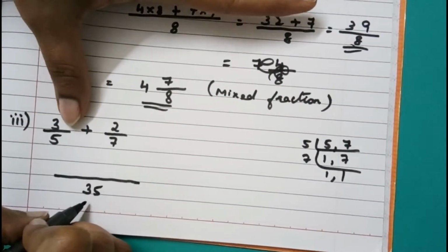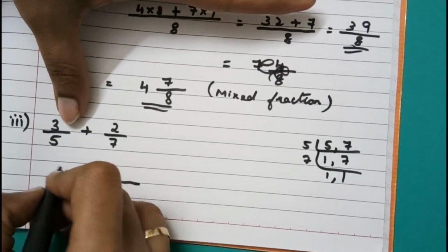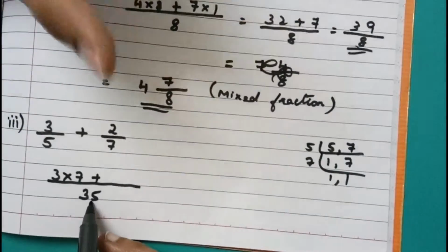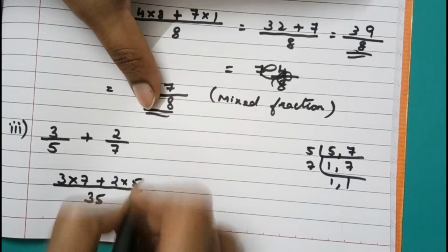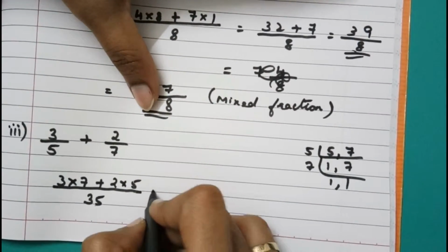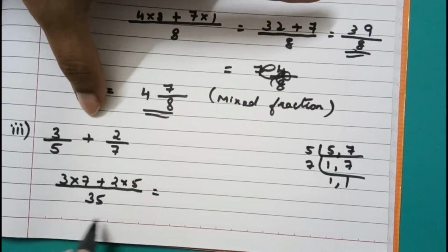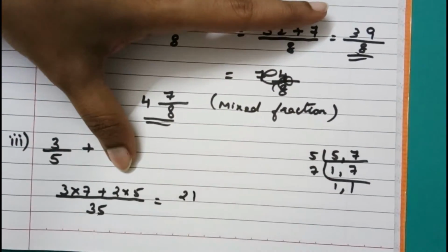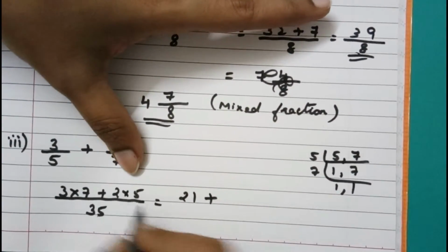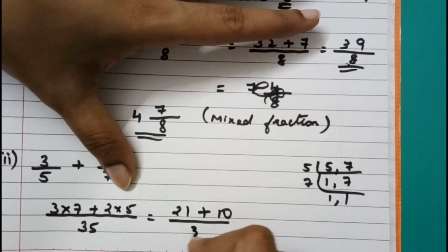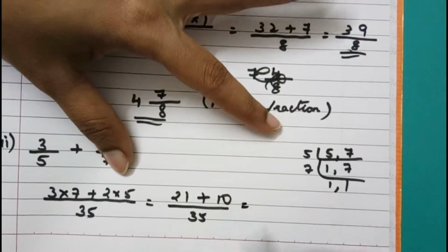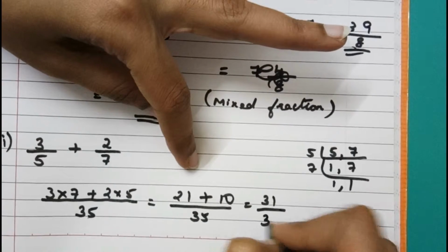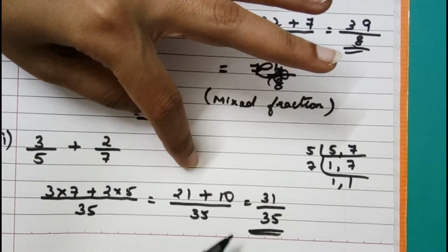Now 5 will go in 35 how many times? 7 times. So here 3 into 7, plus 7 will go in 35 5 times, 2 into 5. Did you understand how we did it? Now, since this is a common denominator for both, we can directly calculate like this. Now 7 3s are 21 plus 5 2s are 10 by 35, which equals 21 plus 10 is 31 by 35.